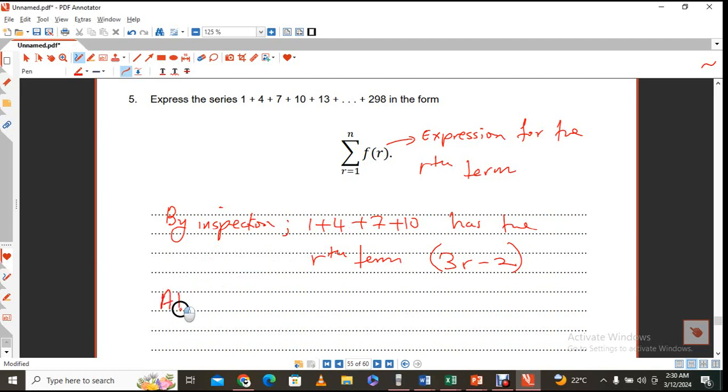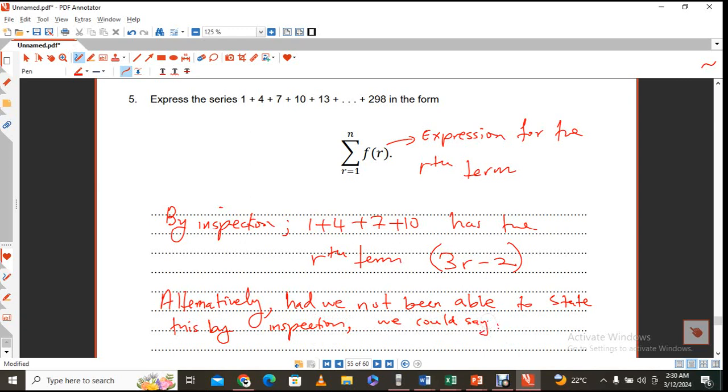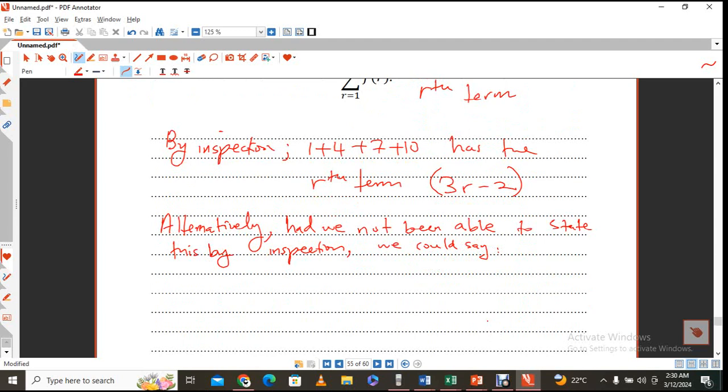Or alternatively, if that is not what you are able to do, had we not been able to state what I just stated by means of inspection, we could say, now here it involves that you are supposed to prove that this is an arithmetic progression. You could say that 1 plus 4 plus 7 plus 10 and so on is an AP. It's an arithmetic progression, with a equals 1 and d equals 4 take away 1, which is equal to 3.